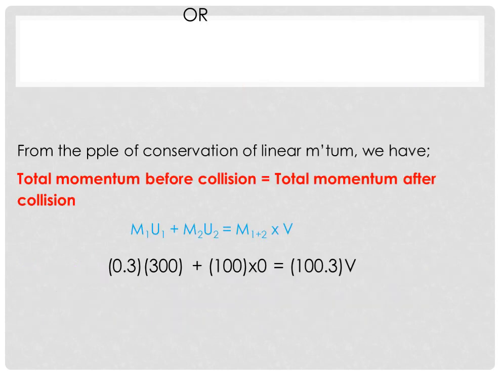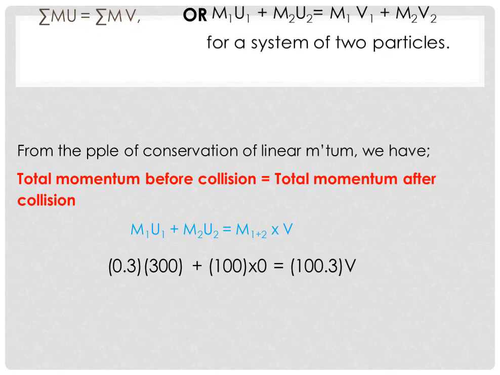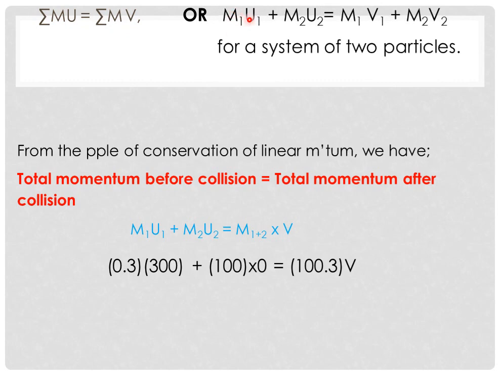Let us see how this law is stated mathematically. We have the sum of momentum before collision is equal to the sum of momentum after collision. This is the summation sign, the sum. This sign means summing things together. If there are two bodies colliding, their total momentum before collision is equal to the total momentum after collision. This statement can be written as m1u1 + m2u2 = m1v1 + m2v2.